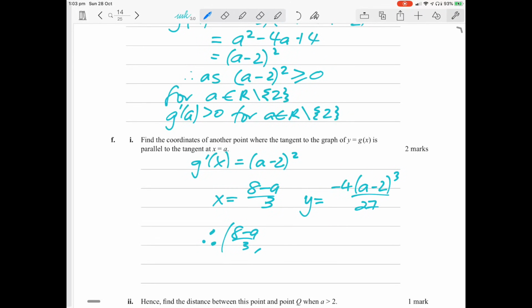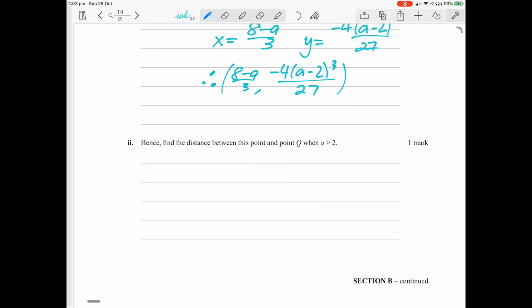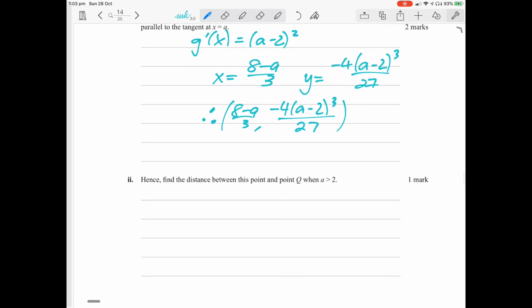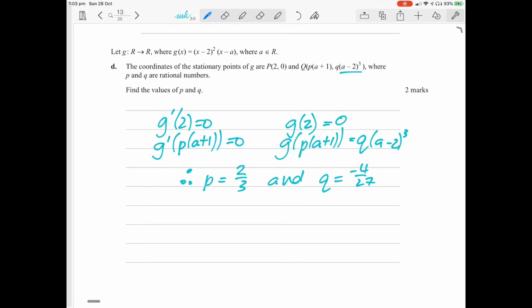Because I've seen a similar question to this before on a VCAA exam, and I remembered this being the turning point. Hence, find the distance between this point and the point Q when a is greater than 2. So I've got that point, and then the point Q. What's the point Q?